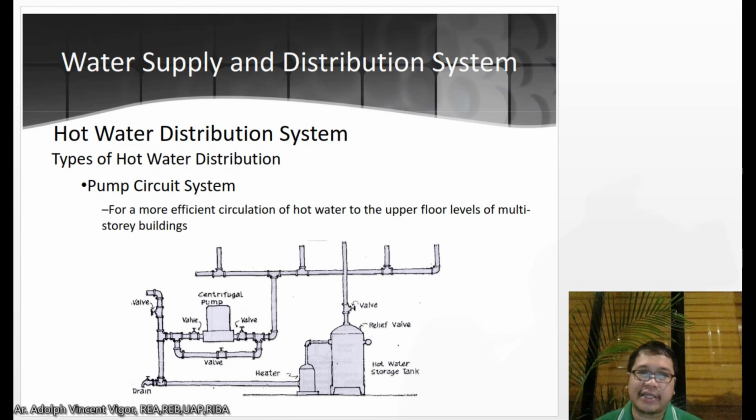Then you have the pump circuit system. This is for a more efficient circulation of hot water to the upper levels of multi-story buildings. So here we have your valves, your centrifugal pumps, and this is the heater. And you also have provision for the drains. Okay, so water is heated, and you can also control it using the valve.